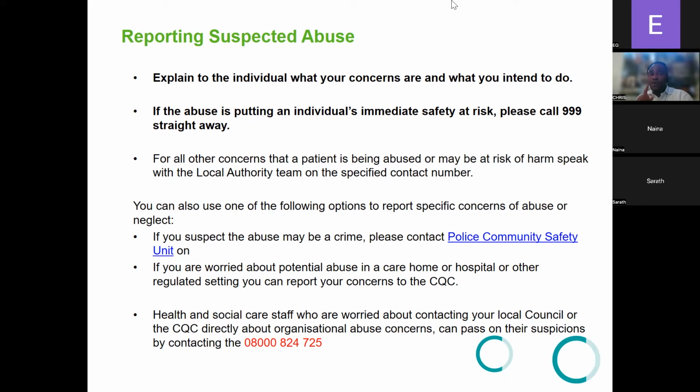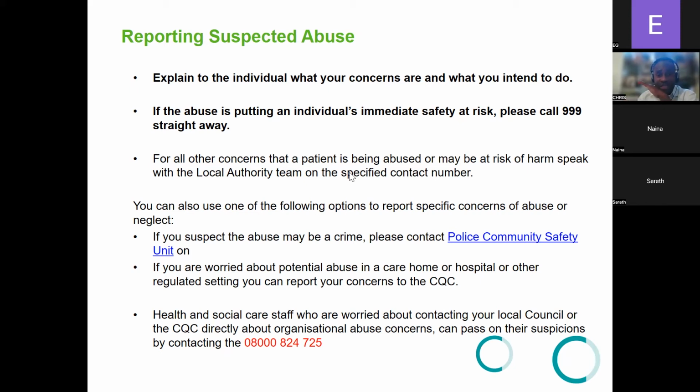Number 2, if the abuse is putting the service user's or resident's immediate safety at risk, you call 999 immediately. For example, if someone has a gun or a knife around, or someone is brutally hurting and harming this person, you call 999 immediately. That is the level of urgency. This is the stage where you bypass every procedure and policy. Call 999 because the person's life is at risk. The person could die. Straight away, you call 999.